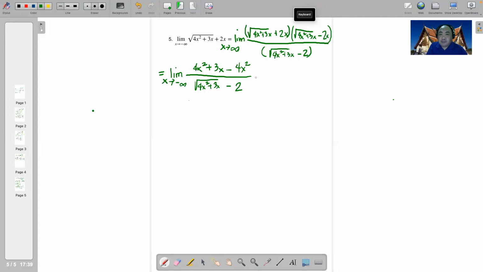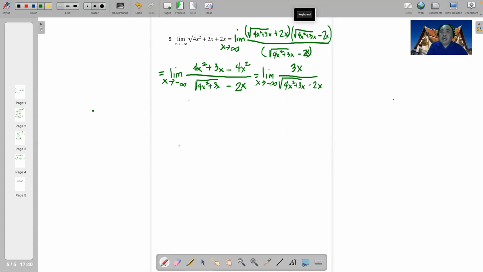This will give you 2x minus 2x... Right, so this will simplify into the limit of 3x divided by the square root of 4x squared plus 3x minus 2x as x approaches negative infinity.